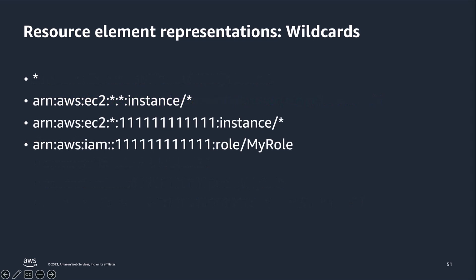You can also use wildcards for the resource element. The first example here would match any resource. The second example would match an EC2 instance in any account in any region, but only in the AWS standard partition. And the third example would match an EC2 instance in the all ones account, but in any region in that AWS standard partition as well. And the last example here matches a very specific IAM role and only that IAM role.